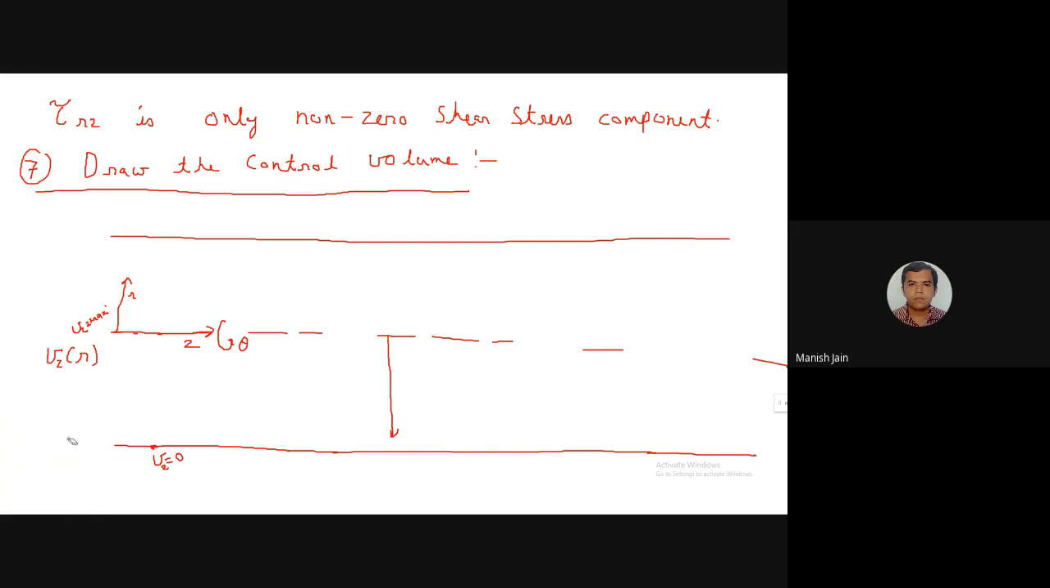So now how to draw the control volume? Generally, the control volume should have the same geometry as the system. Then it is easy to do the balance. If you have the same geometry as the system, then you can easily do the balance. The geometry is cylindrical here. This is the cylindrical pipeline, so you have to select a cylindrical control volume only.